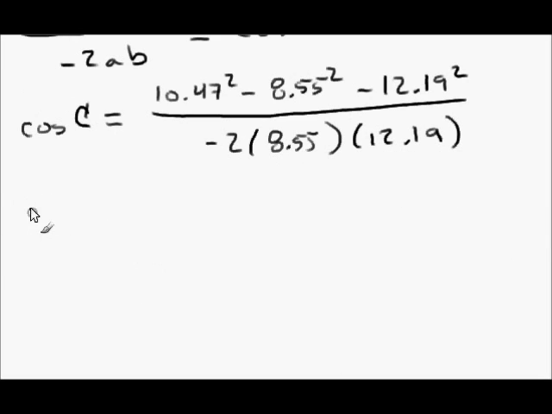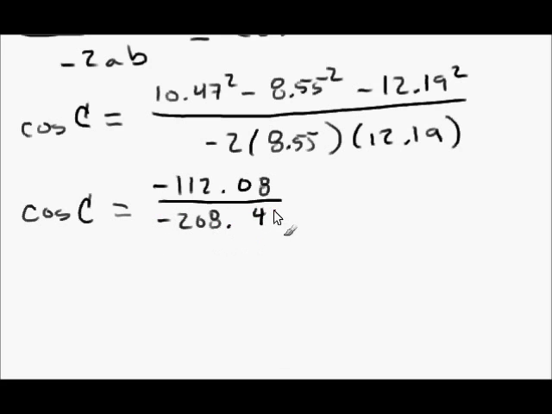I'm just going to go ahead and calculate that out. And we get that the cosine of angle C is equal to the ratio of, let's see here, negative 112.08 and negative 208.45, which is equal to, let's see here, 0.538, which is less than 1, which is great. And since we're doing this trig stuff with triangles, it's between 0 and 1, which is what we really want. Anything negative would be bad.